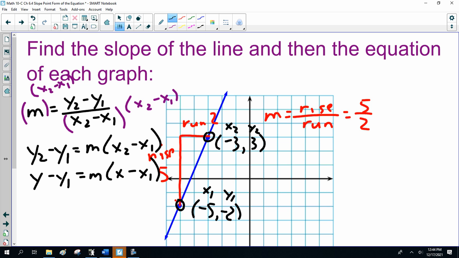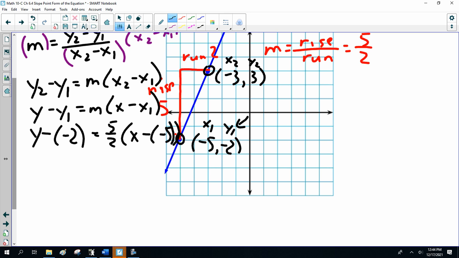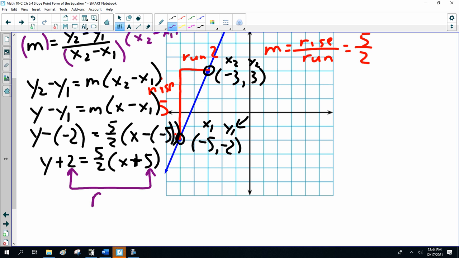So, in this instance, it's y minus minus 2, y1, equals our slope, 5 halves, times x minus minus 5. Now, that's y plus 2 equals 5 halves, x plus 5. That's a different way to write out the equation. You notice we don't need the b value. We have a point and the slope.